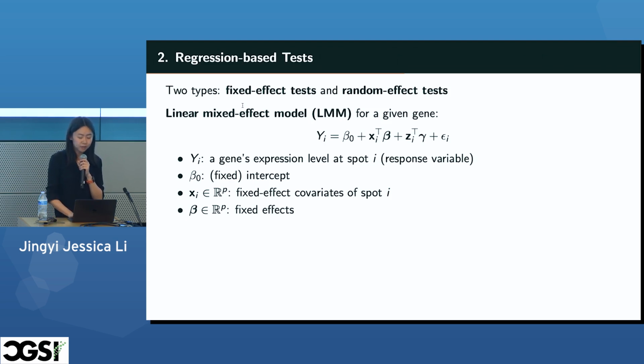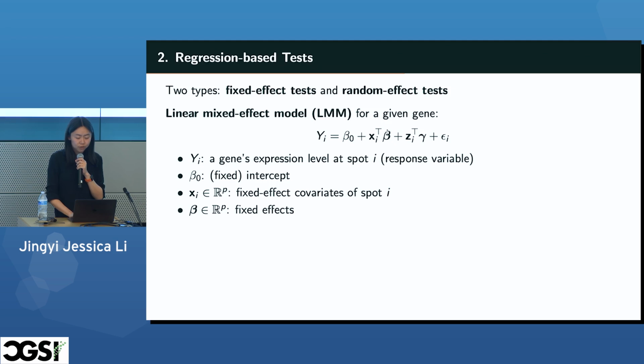So for the linear mixed effect model, we have the linear model written in this way. Yi is the response, in our case a gene's expression level at spot i. We call it the response variable. Beta 0 is an intercept. Xi is what we call the fixed effect covariates of spot i. And beta is what we call the fixed effects of those covariates. We use p-dimensional for the number of fixed effect covariates, just as a general notation.